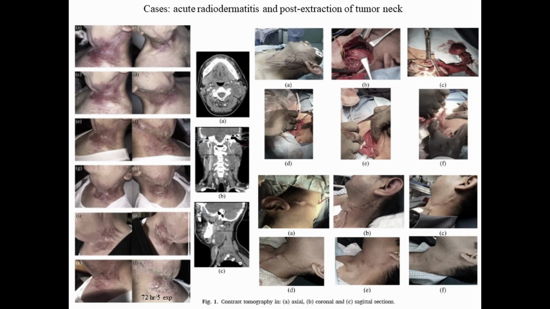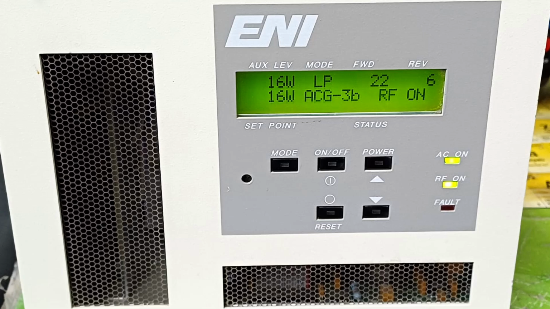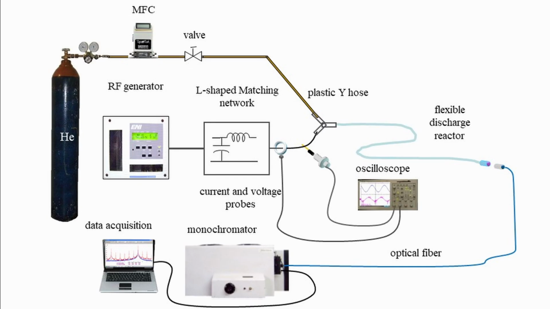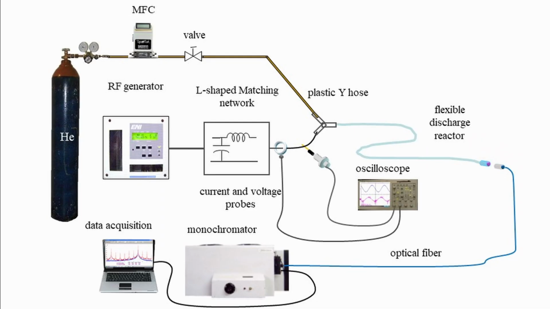The main issue here is the way the LTP has been provided to the patient, the way the machine has been built. It is comprised of a 13.56 MHz radio frequency generator from ENI, coupled to a flexible LTP source through a homemade low-pass L-shaped matching network. The LTP source has two inlets that meet at a 4.8 mm plastic Y-hose connector, allowing the transmission of radio frequency signals and the gas supply.